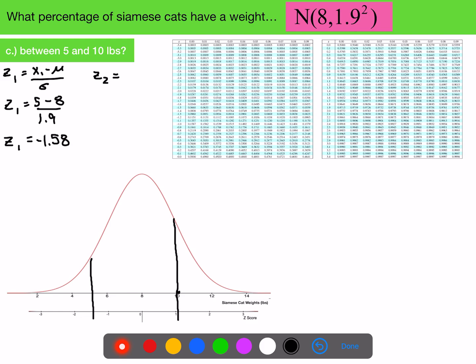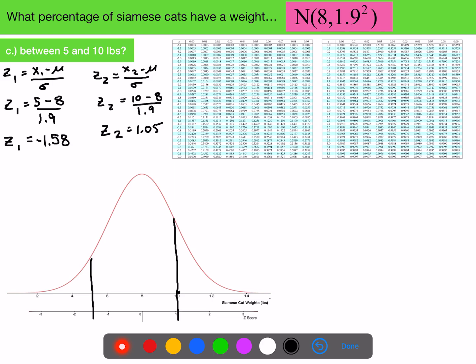Okay, I do a similar thing for z2. Again, remember you should be pausing and trying to do this on your own and then watching the solutions. So this is x2 minus the mean divided by the standard deviation. x2 was 10 pounds minus 8 divided by 1.9. That gives me the 1.05.